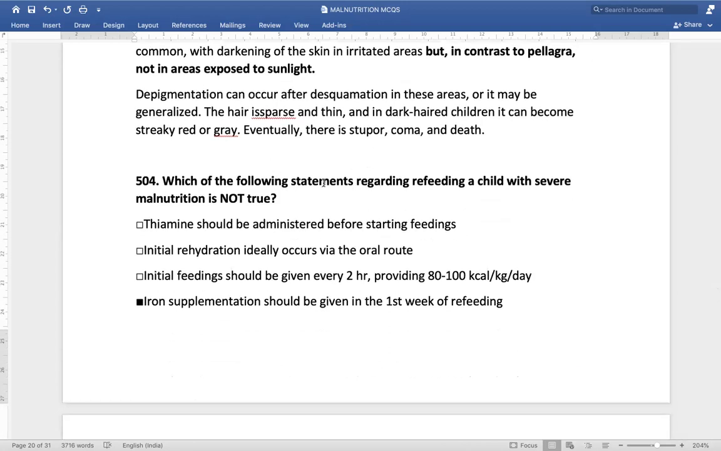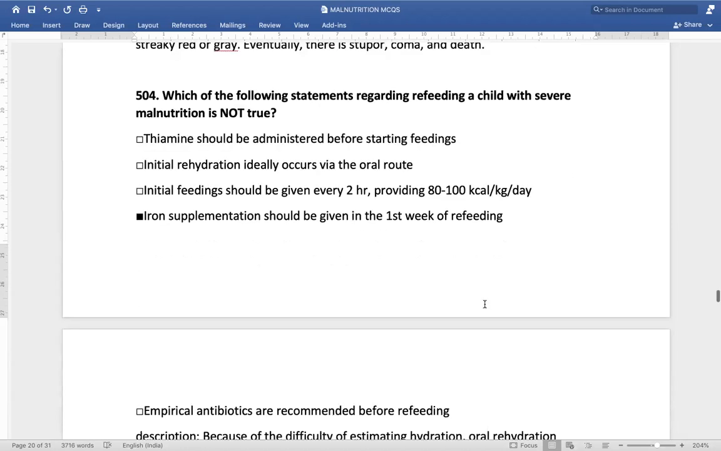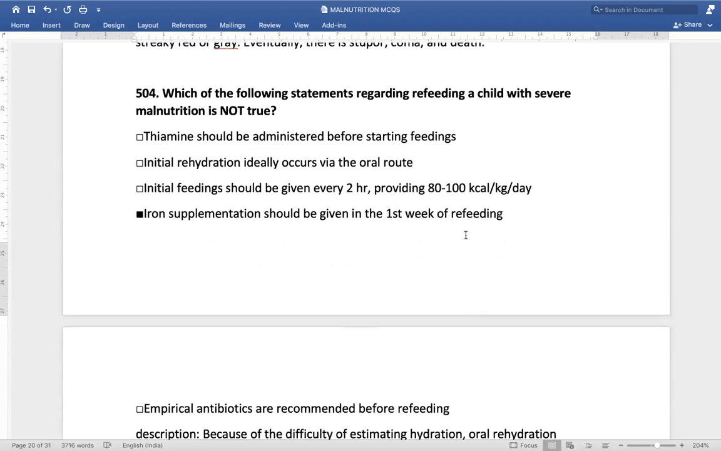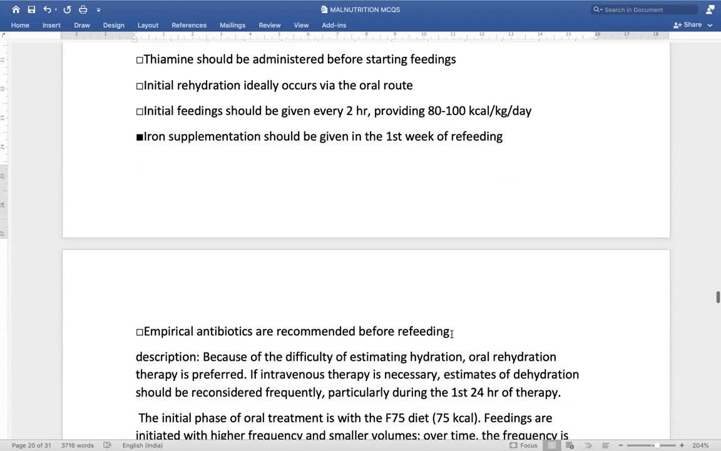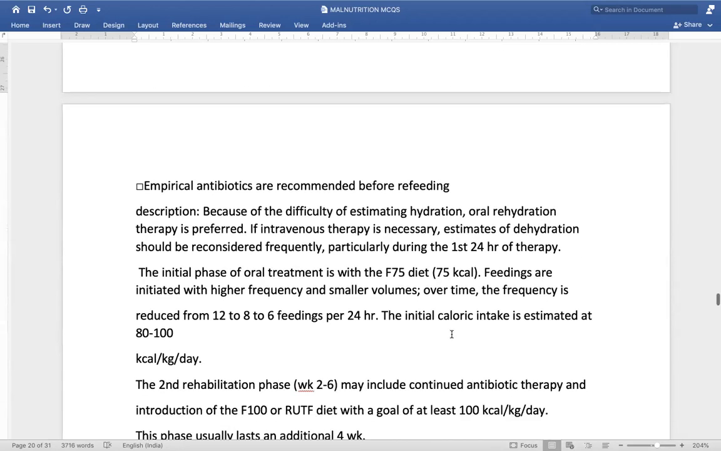So again, which of the following statements regarding refeeding of a child with severe malnutrition is not true? So thiamine should be administered before starting feeding. That is true. Initial rehydration readily occurs via oral route. Yes, if the child is stable, you can start with oral route. Initial feedings should be every 2 hourly. That is right. Iron supplementation should be given in the first week of refeeding, and this is wrong. So iron supplementation should be given after 1 week to prevent infection and free radical generation. And empirical antibiotics are recommended before refeeding. So definitely they are prone to infection. So empirical antibiotics should be given.